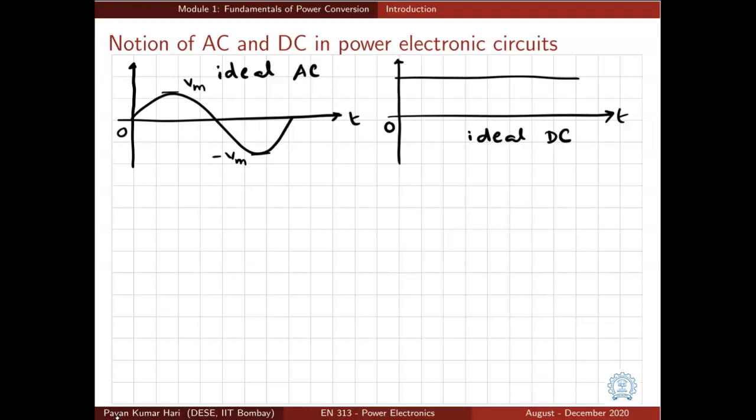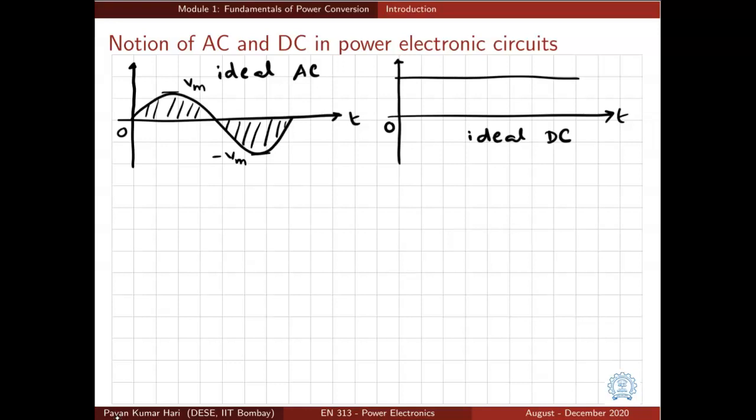What can we say about the ideal AC waveform? It is a sinusoidal function of time. Its magnitude has both positive and negative values, and the positive and negative values span over equal intervals within one full cycle of the AC waveform. In other words, the area under the positive part of the waveform and that under the negative part are equal, which means that the AC waveform has zero average value.